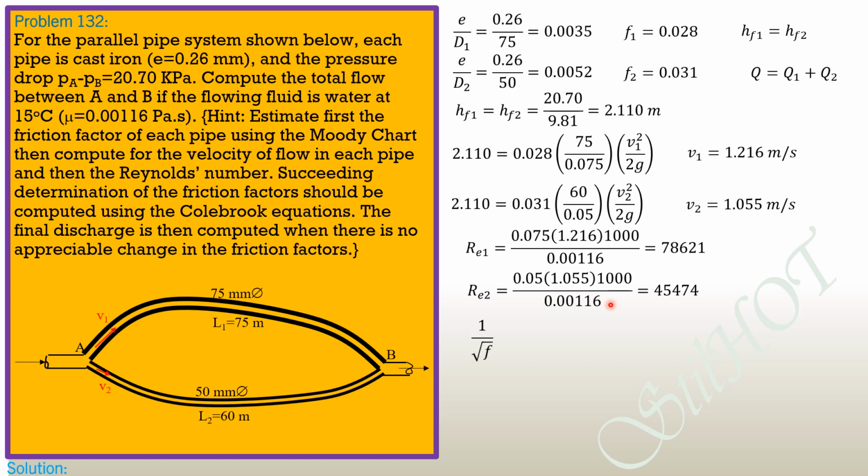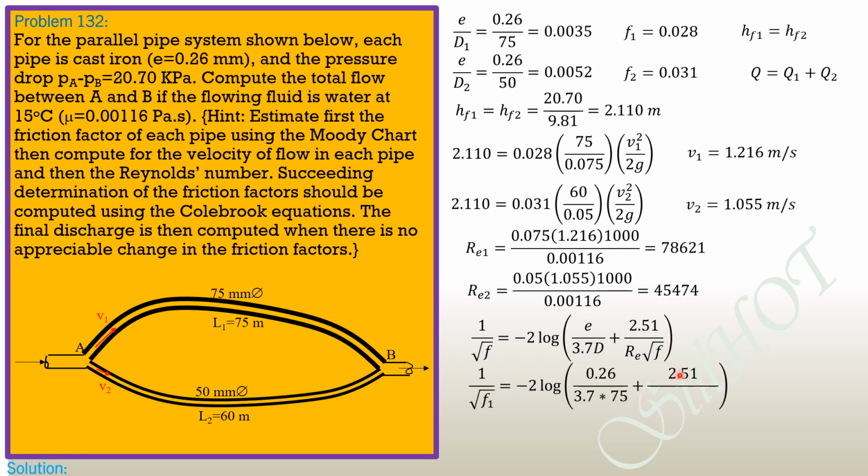Then we use the Colebrook equation, 1 over square root of f equals negative 2 log of the quantity E over 3.7 times diameter plus 2.51 over Reynolds number times square root of f, to refine the friction factor this time. So 1 over square root of F1 equals negative 2 log of the quantity 0.26 over 3.7 times 75 plus 2.51 over 78,621 times square root of F1. Using your high-tech calculator, we can compute F1, and it is equal to 0.02875. So it improves by a little amount from the friction factor from the Moody chart.